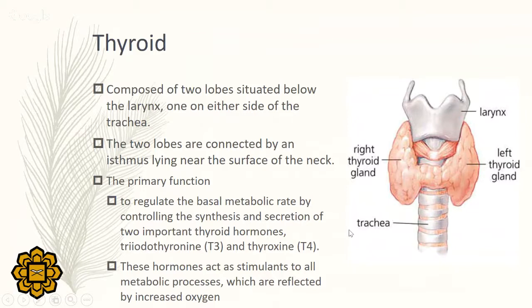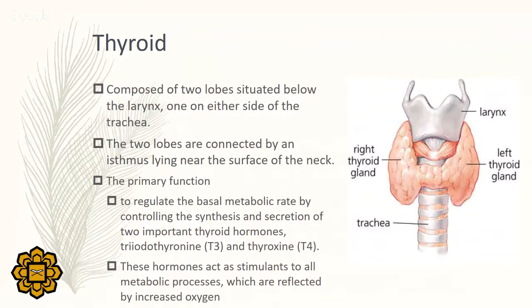So what is the primary function of the thyroid? I'm not trying to scare those who might already have gone for removal of the thyroid. It's just what the normal function is. You might find some differences in your body after removal of the thyroid. Normally the function of the thyroid is to regulate the metabolic rate by controlling the synthesis and secretion of the two important thyroid hormones, triiodothyronine or T3 and thyroxine. These two hormones are produced by the thyroid.